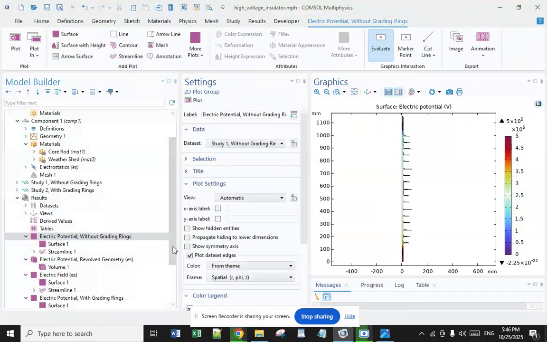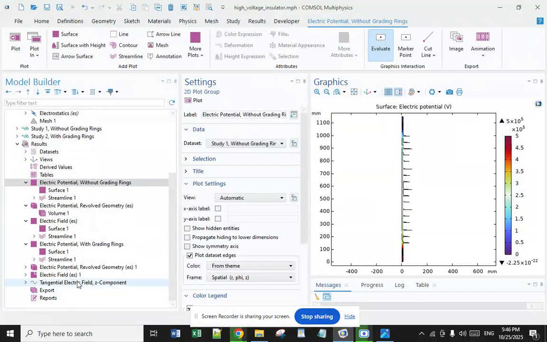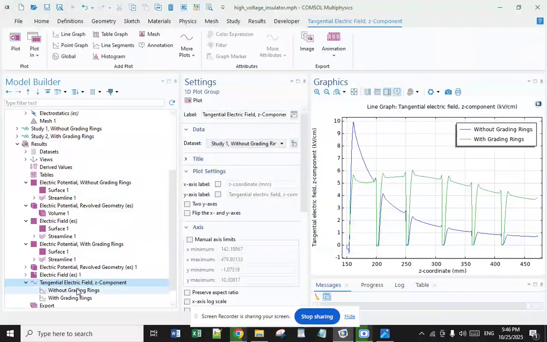Electric potential without grading rings. And the last one is tangential electric field, where you can see how much it is fluctuating based on the tangential electric field in Z components.